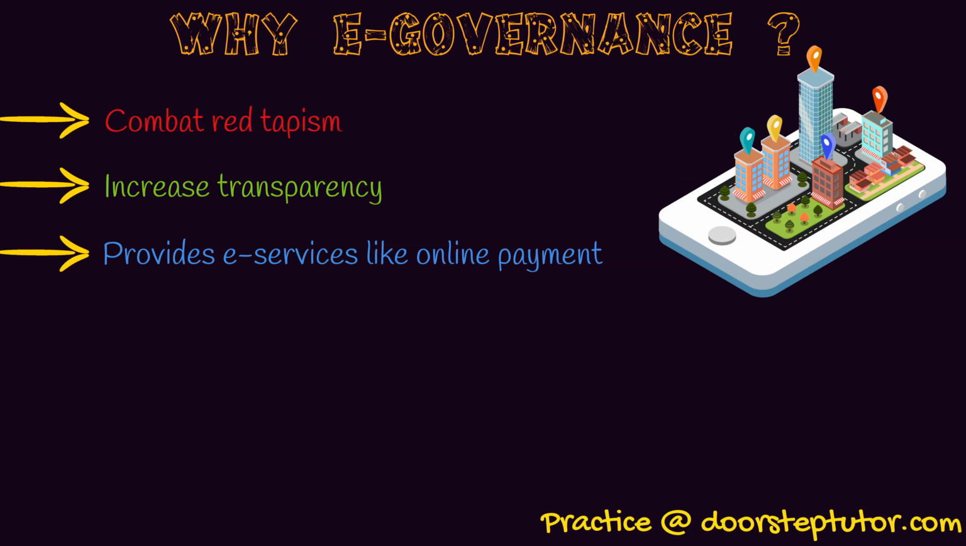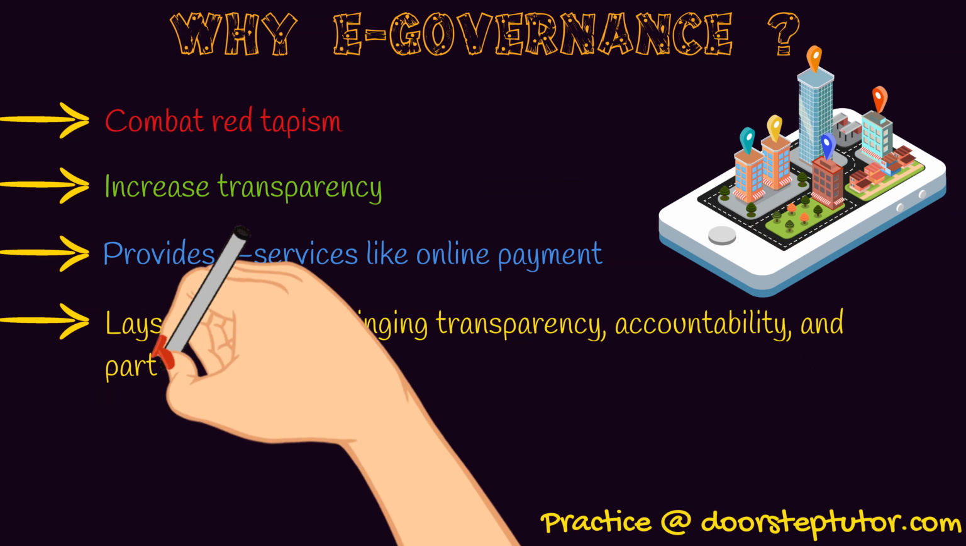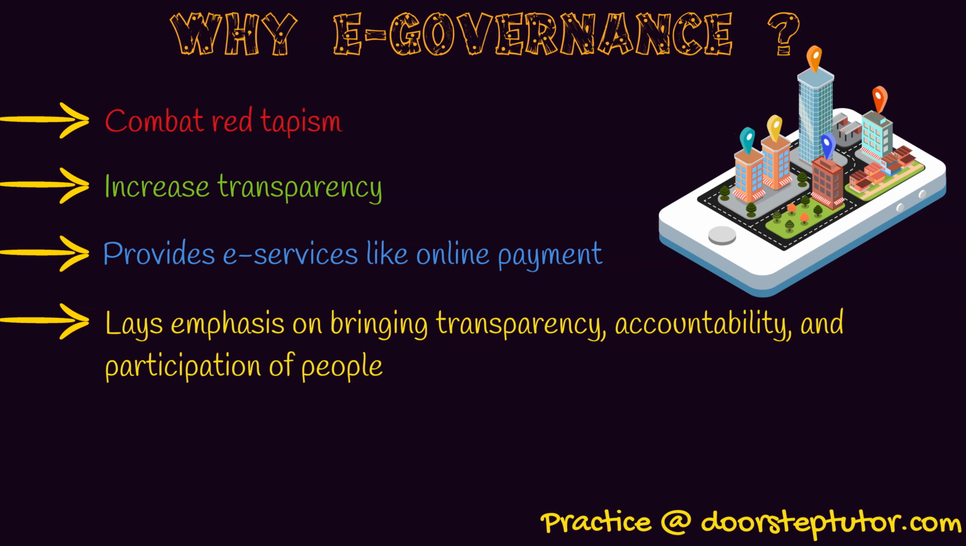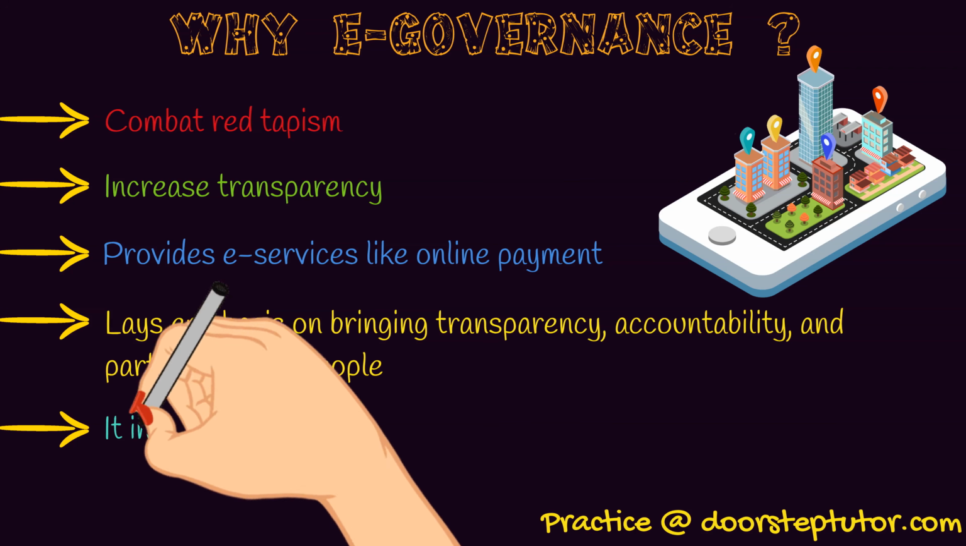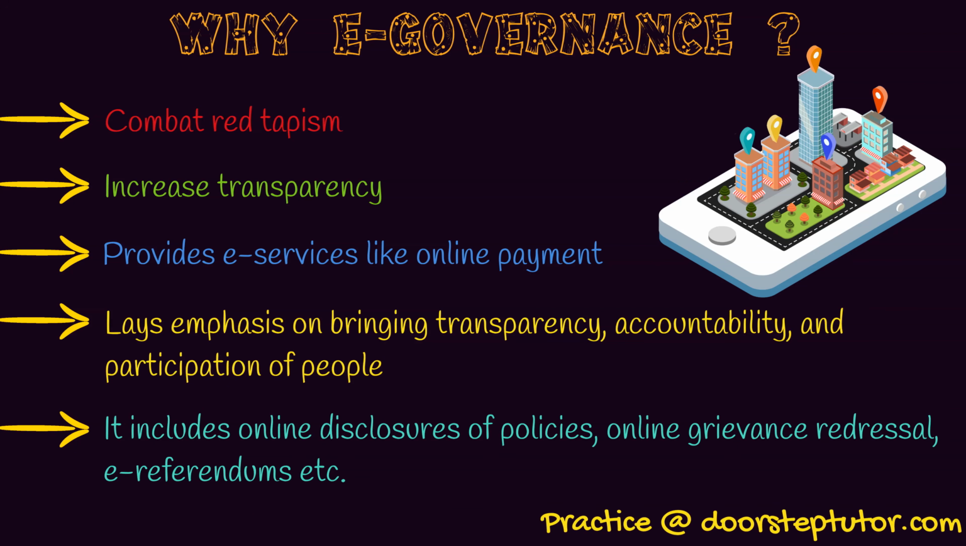Now, in a democratic country like ours, India, e-governance is very important. Why? Because it lays emphasis on three major things, that is transparency, accountability of the government, and participation of the people. And only after these things the true democracy comes out. To improve transparency and accountability, there is an online disclosure of what? Of various policies, programs, and a window for online grievance redressal, e-referendums, etc. So when the things are getting done electronically, it is always quicker.